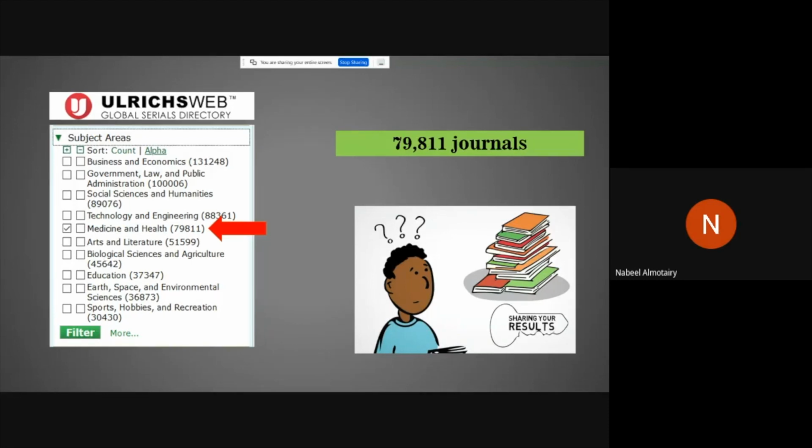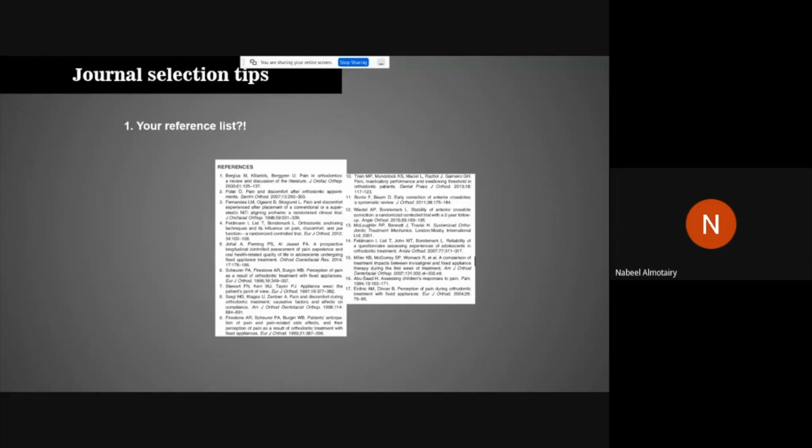So there are some practical tips when you try to select a journal. I think the easiest one among them is going through your reference list and trying to find the journal that has appeared most in your reference list. And this journal should be, I think, the target when you try to submit a paper.